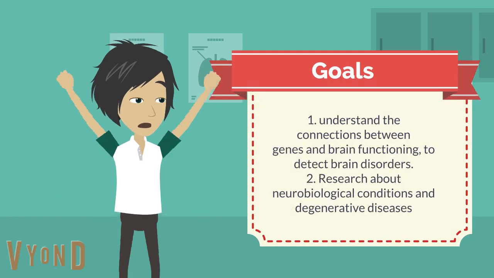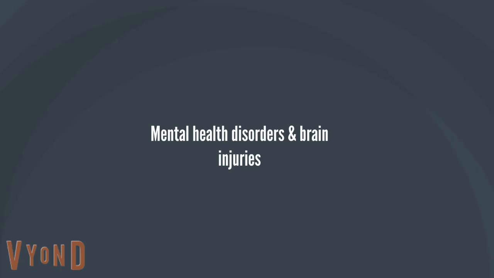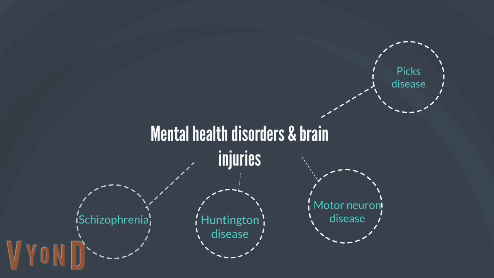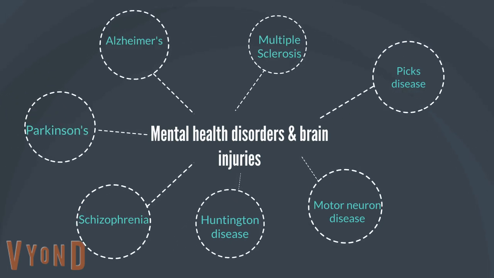Goals are simple. First, understand the connections between genes and brain functioning, to detect brain disorders. And second, research about neurobiological conditions and degenerative diseases. Now we are going to talk about some mental health disorders and brain injuries. Some examples are Pick's disease, motor neuron disease, Huntington disease, schizophrenia, Parkinson's, Alzheimer's and multiple sclerosis.